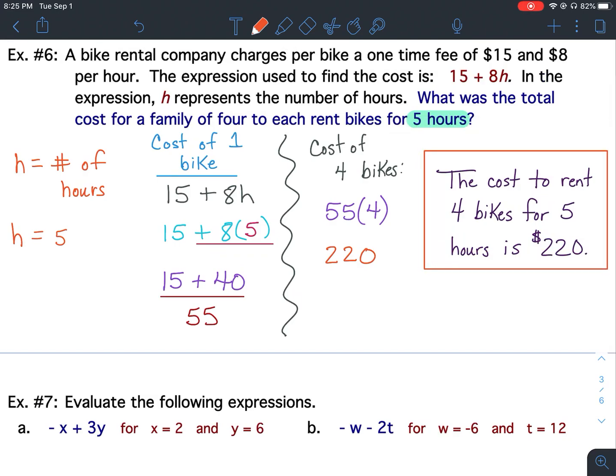Again, I didn't put the $ sign over here in my work. I only used it in my final answer. And again, because it was a word problem, I used words to finish the problem, to answer it. If you have any questions on example number 6, please do not hesitate to ask.